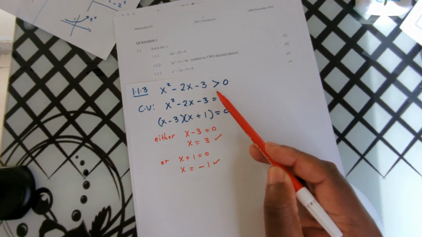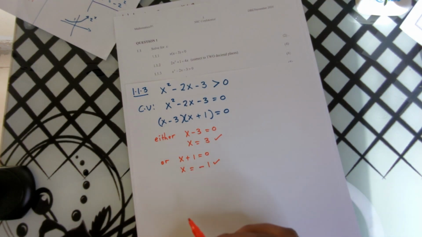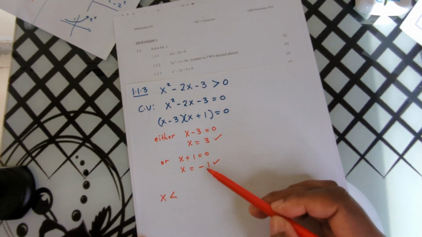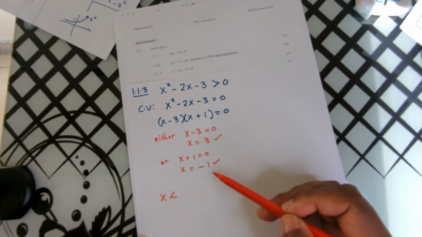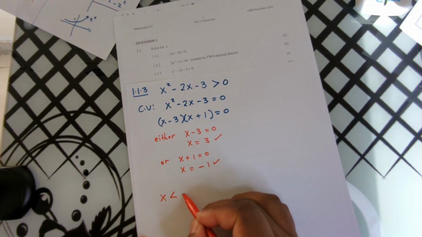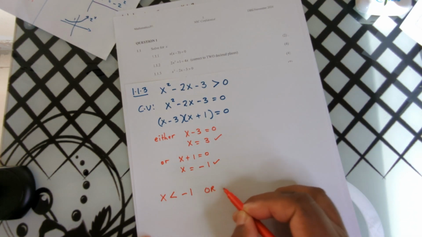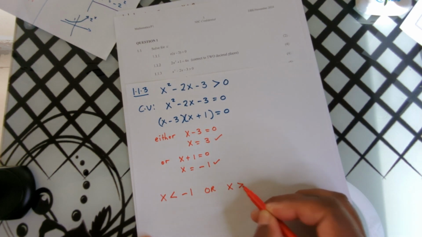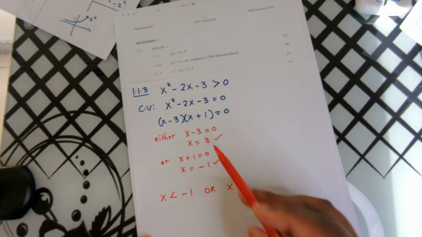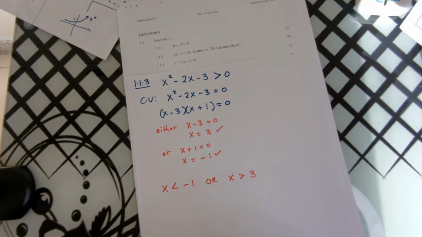Because our inequality sign was a greater than sign, it means our solution is going to be x is going to be less than the smaller number between our two critical values. And between 3 and -1, the smaller one is -1. So x will be less than -1, or x will be bigger than the bigger number between the two critical values. In this case, the bigger number is +3. So this is our answer.